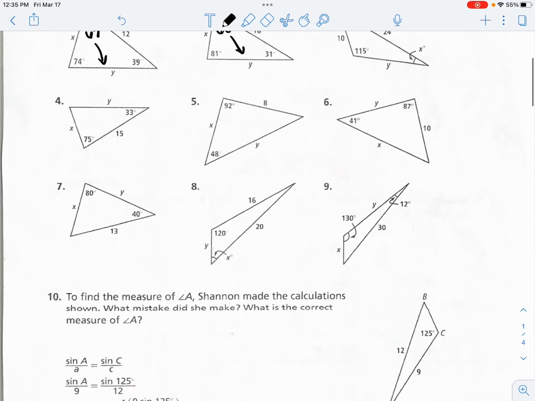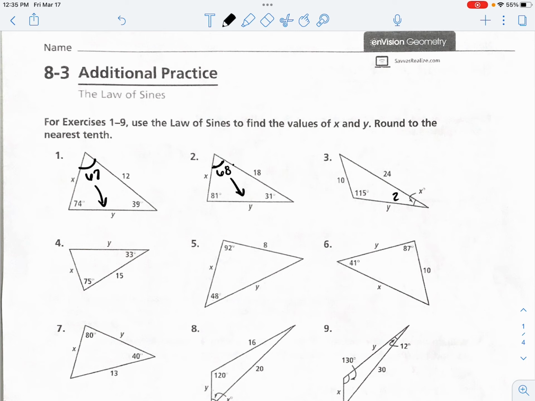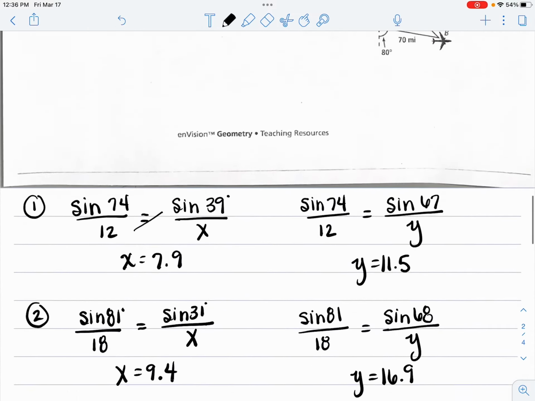So since I now know that this is 22 degrees, I can use that to help me find this angle, right? Just like we did on 1 and 2, because I do need that in order to find the y value. So 115 plus 22 subtracted from 180 is 43 degrees. So this angle up here is 43 degrees. So now I can do the y value just like we did the y value on the last two.